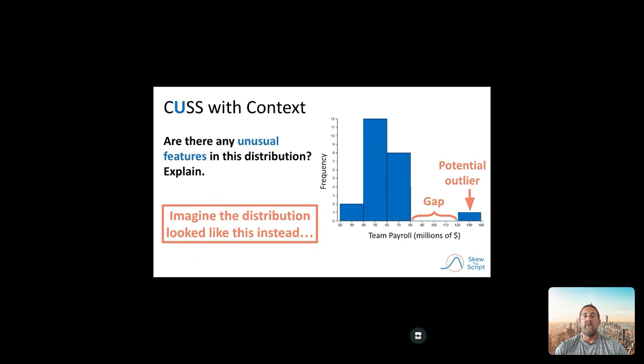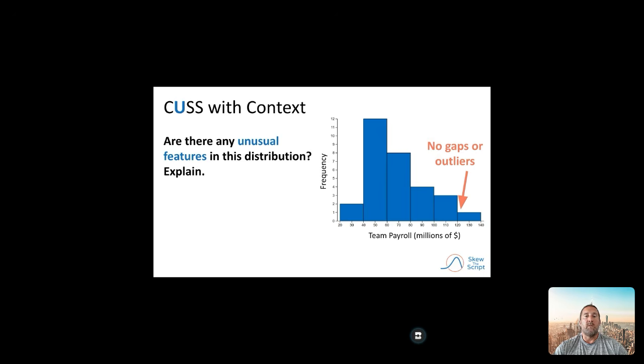So one unusual feature would be the gap from 80 to almost $120 million. The other unusual feature would be that this highest paying team is a potential outlier, and its payroll is unusually high compared to the rest of the data set. However, our graph actually looked like this.